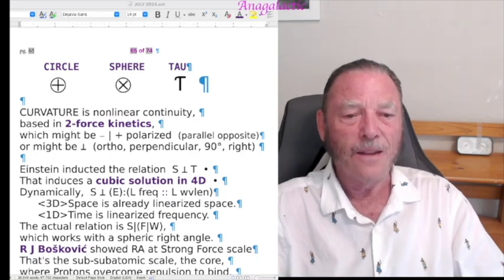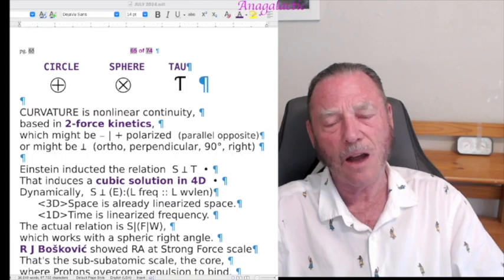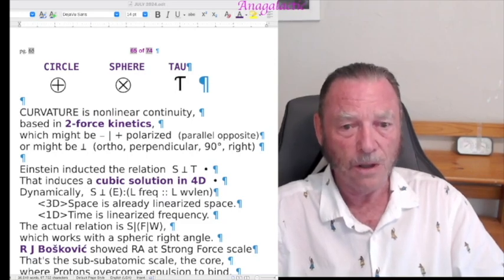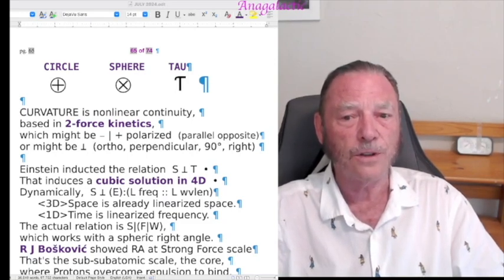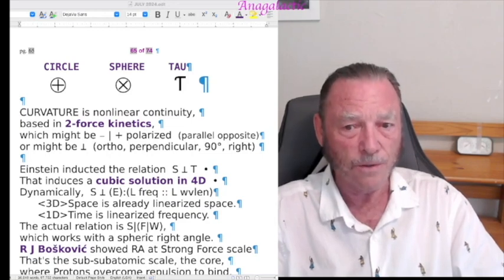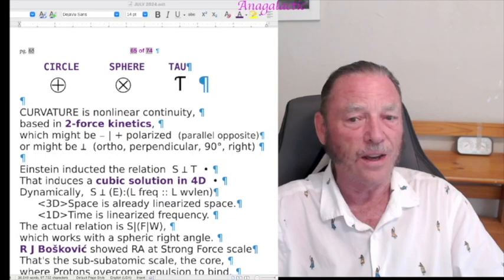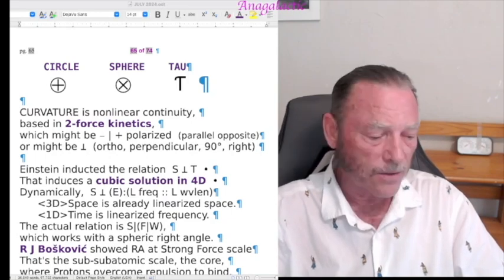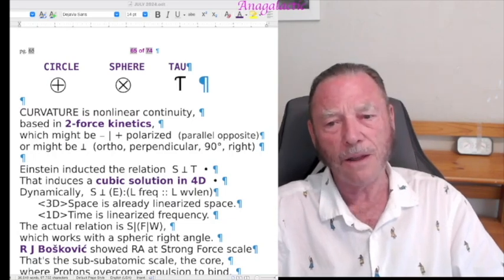Now, dynamically, space is actually perpendicular to energy, but you do have to understand continuity as being the inherent functionality of a closed line, which is a circle. That induces a notion of continuity, which of course the universe is continuous. It's not quantized anywhere. The quantum jump is an illusion. It's an artifact of linear mathematics.